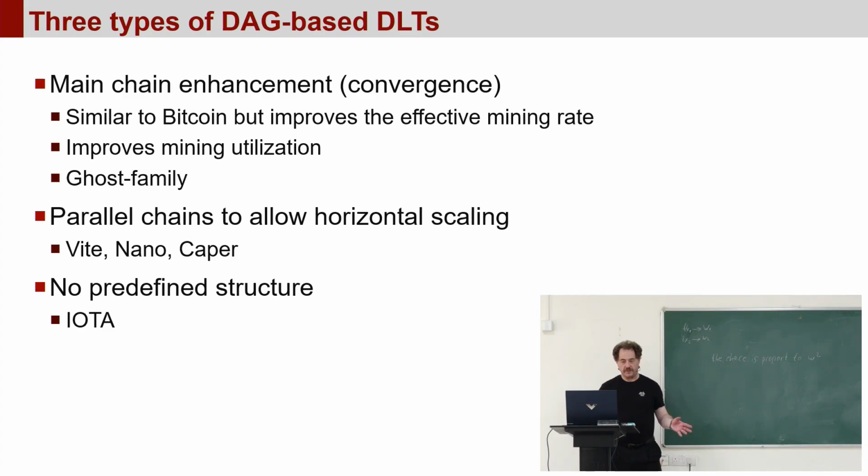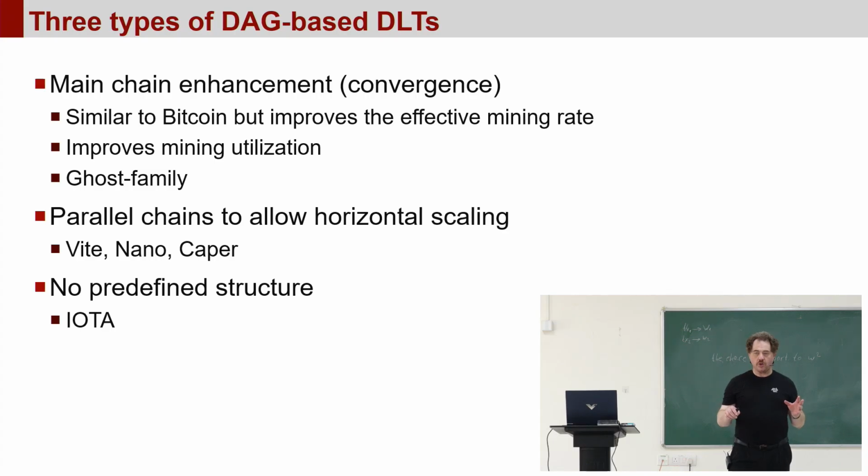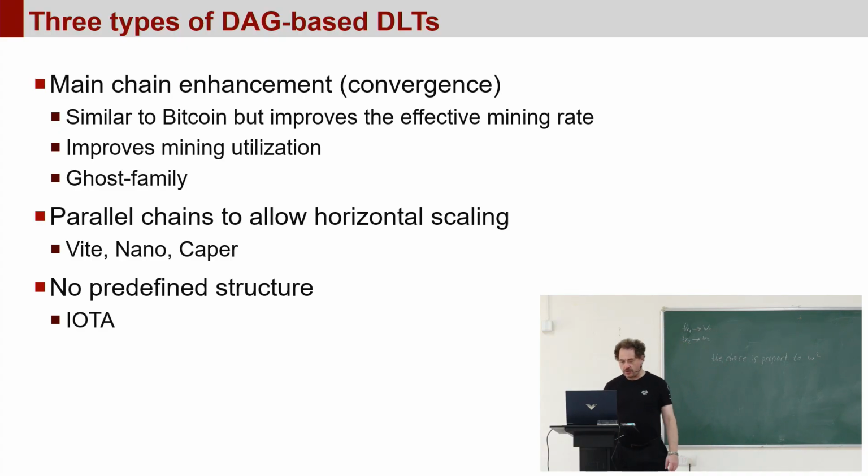That's the first family. The second family is mostly about sharding. So we shard the large amount of data, we shard the large chain into multiple chains. And then we have several parallel chains. And that situation continues over time. So the parallel chains do not converge. However, they do refer to each other, because there could be cross-chain or cross-shard transactions. So Vita, Nano, and Caper are examples of systems with parallel chains.